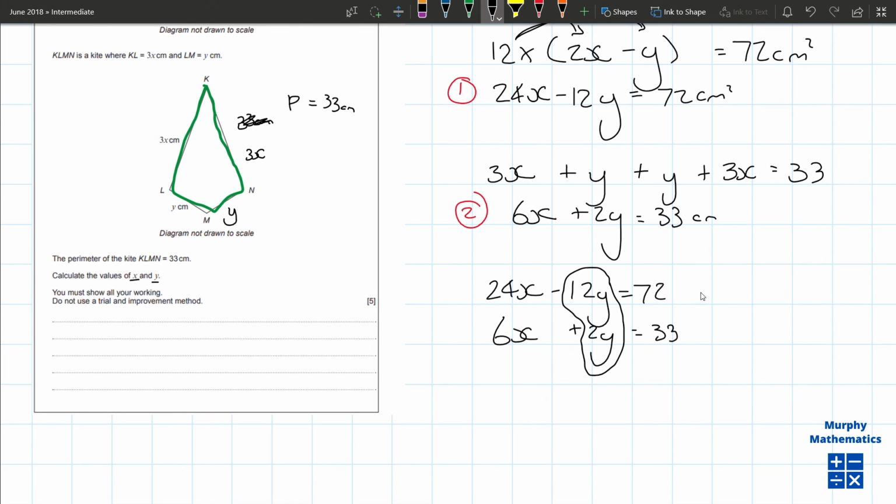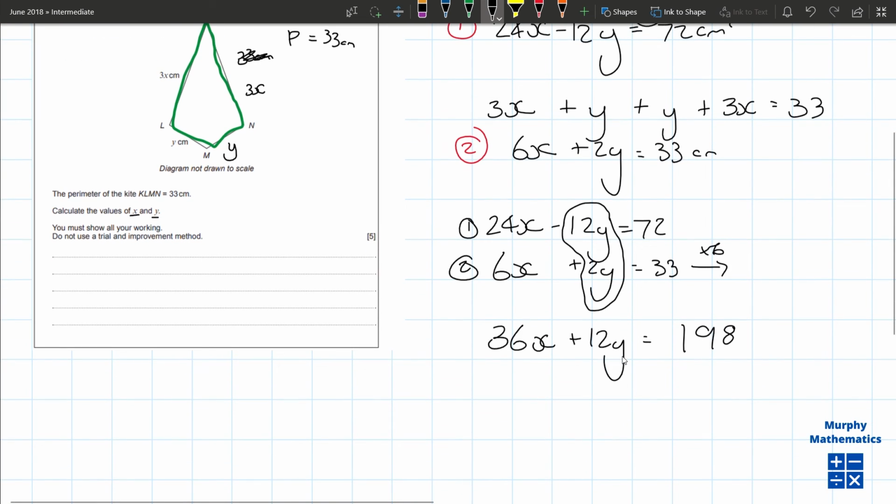So I've got 12y in equation 1 and 2y in equation 2. I'm going to multiply everything in equation 2 by 6, because that will give me 12y. So I've got 36x plus 12y, and 33 times 6, using a calculator, gives 198. Now I've got 36x plus 12y equals 198, and I'll write out equation 1 next to it in columns: 24x minus 12y equals 72.